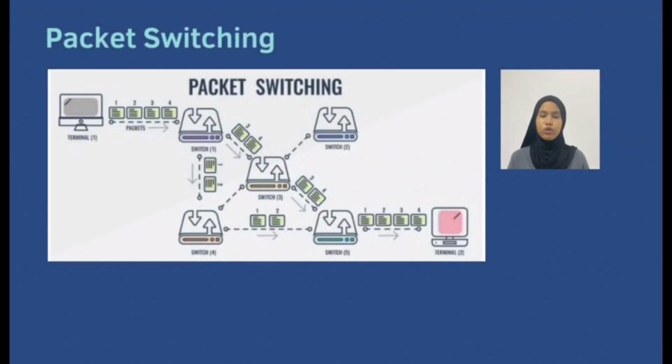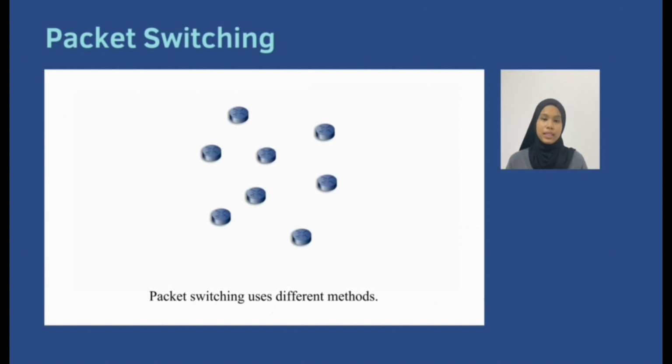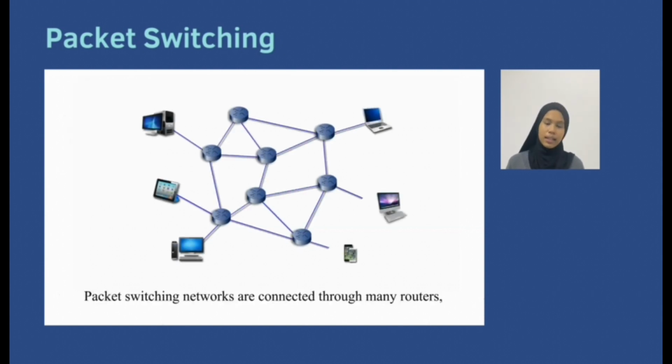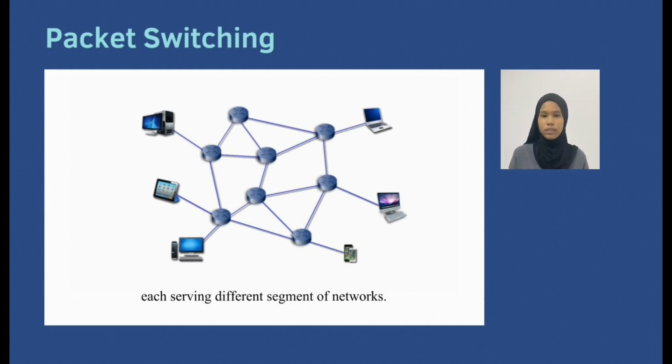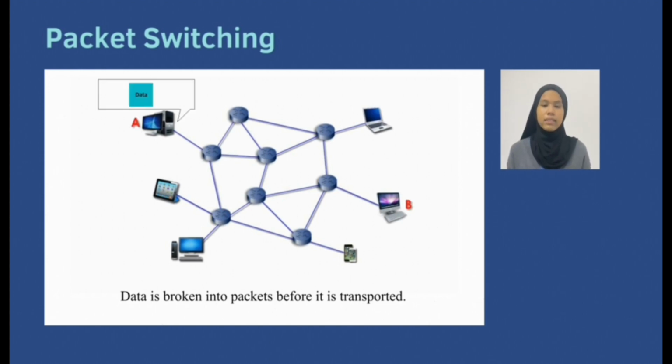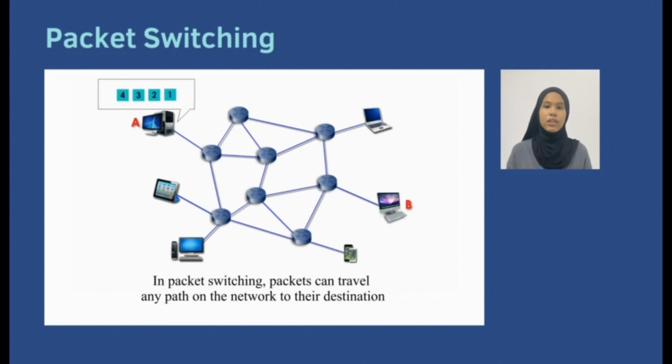Packet switching uses a different method. Packet switching networks are connected through many routers, each serving a different segment of the network. Data is broken into packets before it is transported. In packet switching, packets can travel any path on a network to their destination.